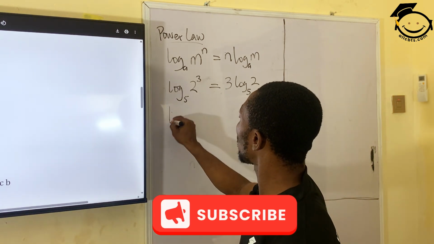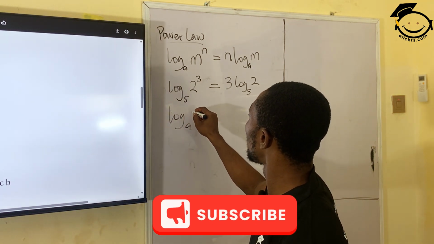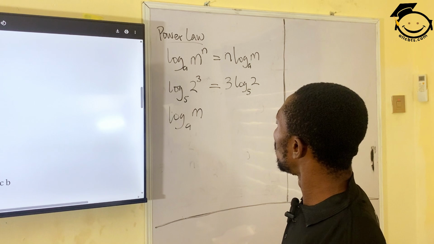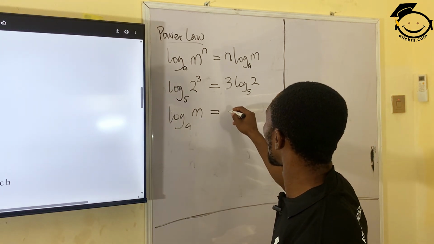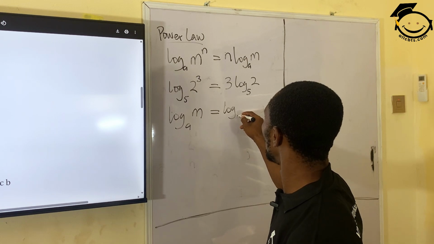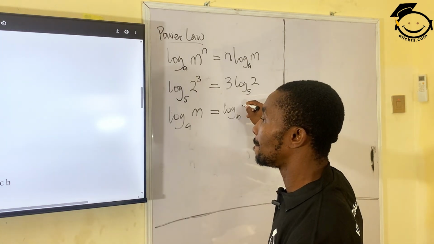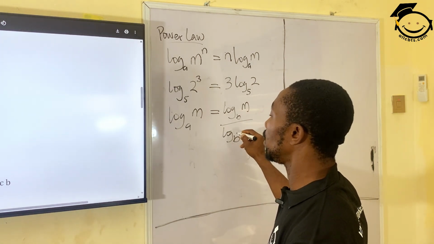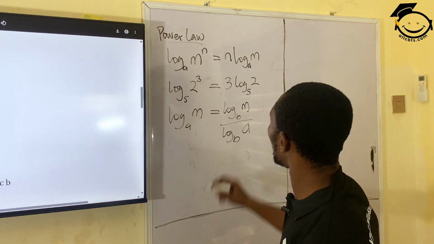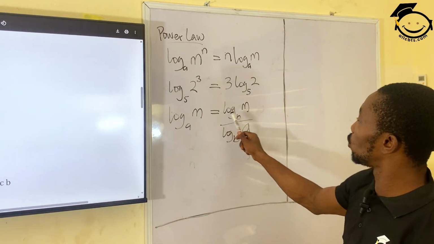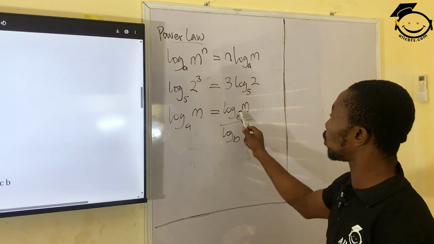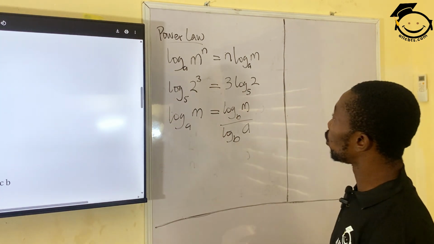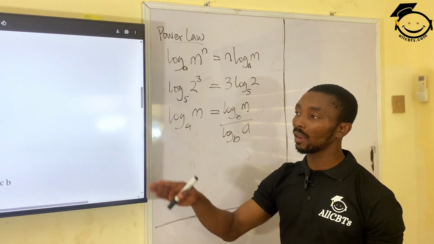Okay, now our next law there is the change of base formula. If we have log a of m, this can be written as log b of m all over log b of a. Now, you can see that the base of the log was changed from a to b, and m is now divided by the former base a. Now, we will go into examples on how to apply those laws.